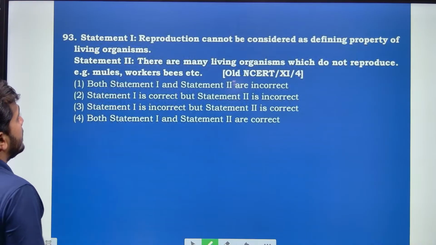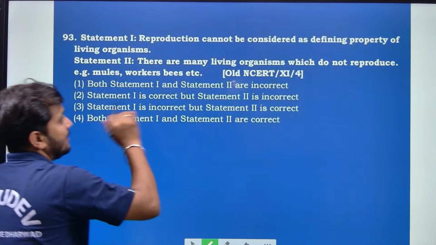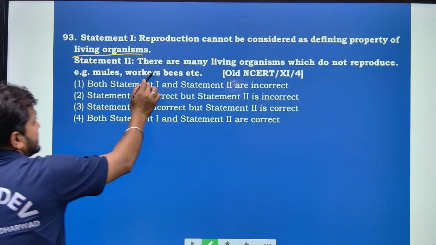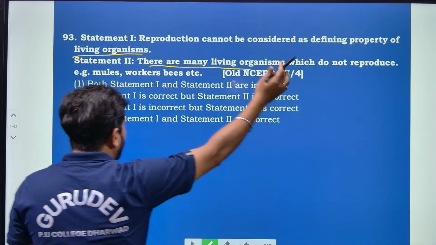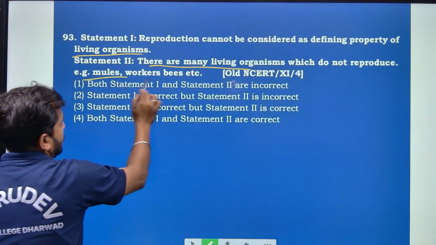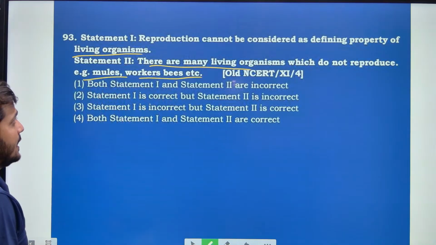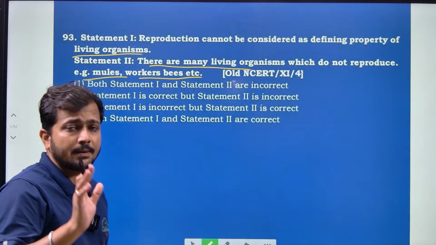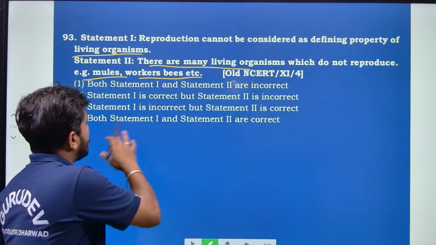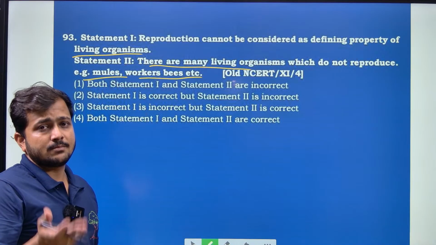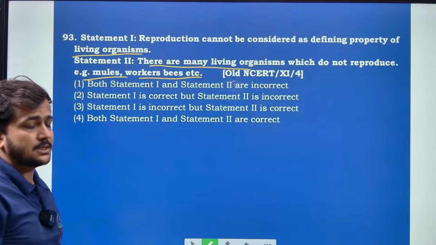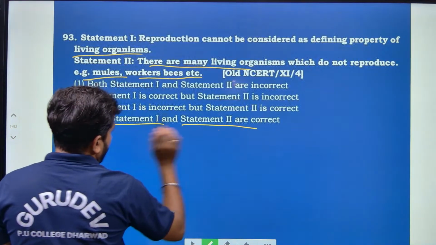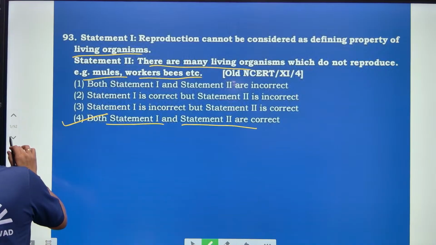The next question: reproduction cannot be considered as a defining property of a living organism. Statement 2 says there are many living organisms which do not reproduce, for example mules, worker bees, etc. Yes, definitely. Reproduction we cannot consider as a defining property of a living organism, because some living organisms like worker bees or mules are not going to reproduce. So statement 1 and statement 2 are correct here, that is option 4, right?